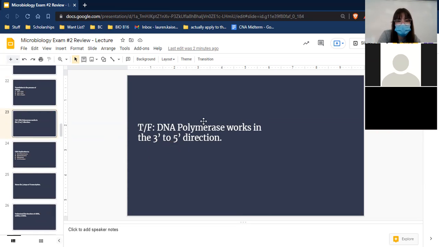Let's see. Does DNA polymerase work in the 3' to 5' direction? True or false?